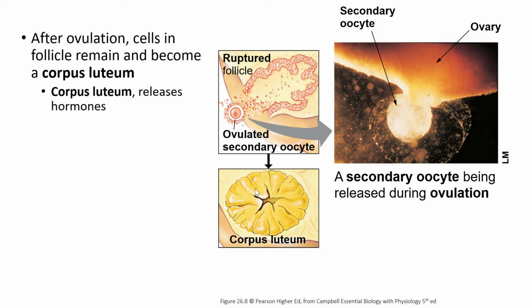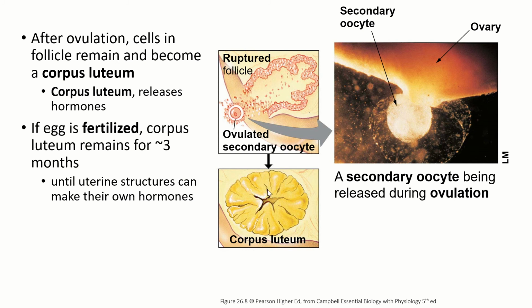Okay, so after ovulation, all of these cells in the follicle stay in the ovary and they become this structure called a corpus luteum. The corpus luteum is going to release hormones, and in a minute we'll talk about what those hormones are. It's going to stick around, release those hormones, and if the egg is fertilized, then the corpus luteum stays around for about 3 months until the fetus and the placenta and the amniotic sac and all that is developed and can start making its own hormones.